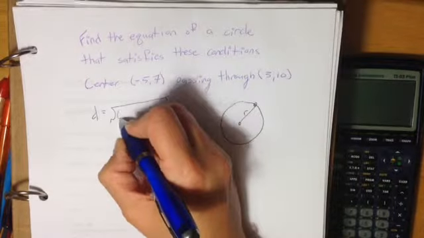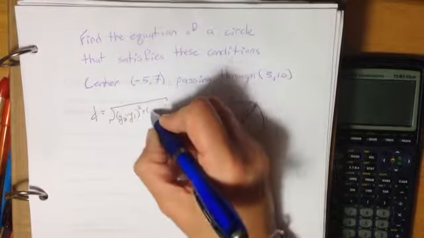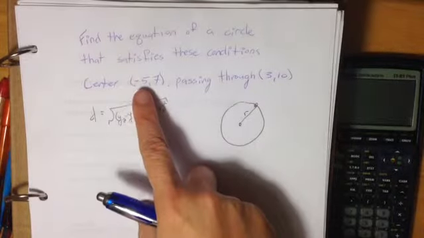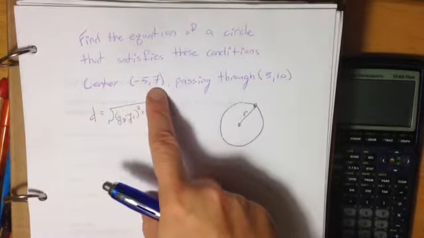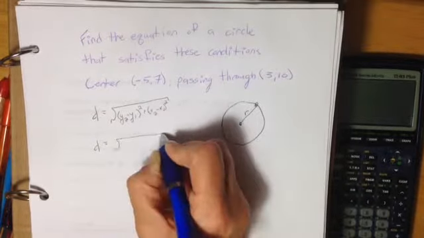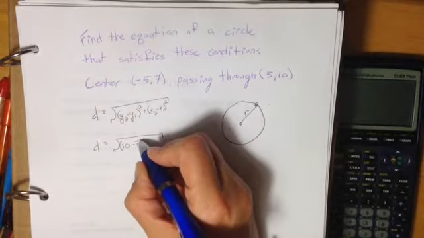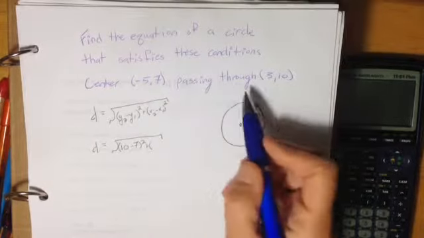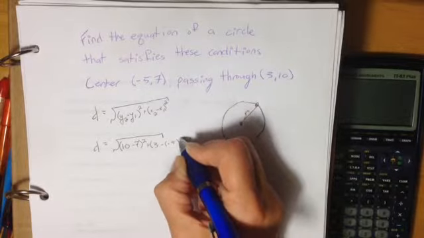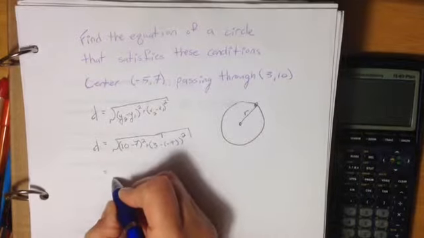Distance equals the square root of y2 minus y1 squared plus x2 minus x1 squared. I'll go ahead and use this as my first point and this is my second point, so that the distance is the square root of, let's see, 10 minus 7 squared plus 3 minus -5, that whole thing squared. Looks like I should have drawn my square root a little farther over. And now we just set about simplifying this.